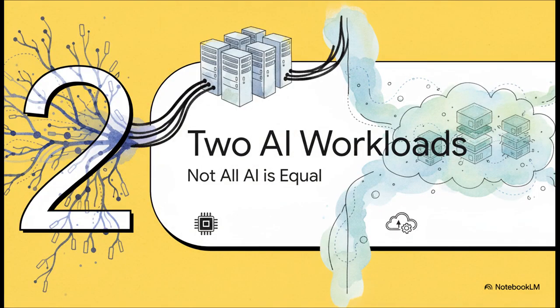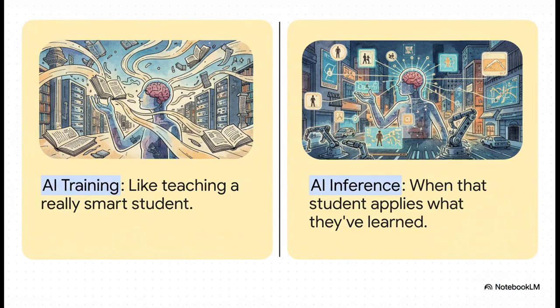Now, to even begin to answer that question, we first have to get one thing perfectly straight. And this is crucial. The term AI, well, it's not just one thing. Not all AI workloads are created equal. In fact, they really break down into two very, very different jobs. And I love this analogy because it just clicks. Think about it like this. AI training is like teaching a really, really smart student. It's the classroom part, the homework, the studying. And AI inference? Well, that's when your star student graduates and goes out into the real world to actually apply everything they've learned. Understanding this split is, well, it's everything.